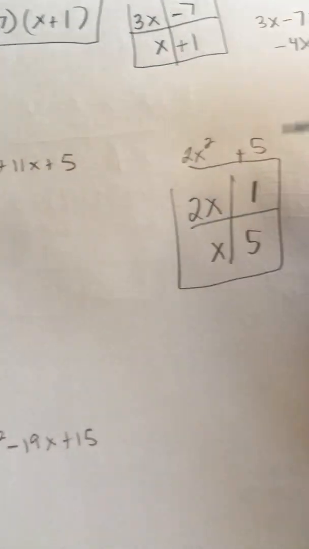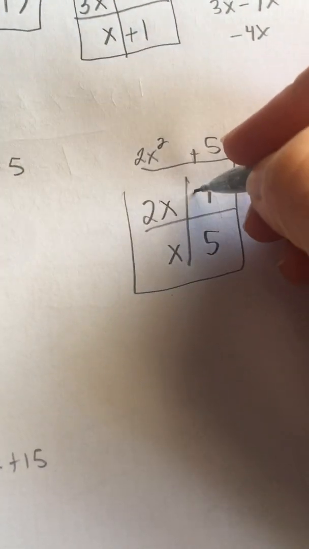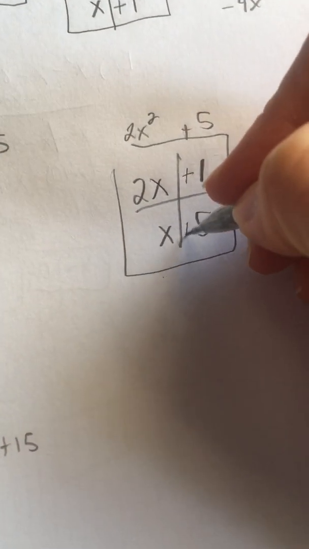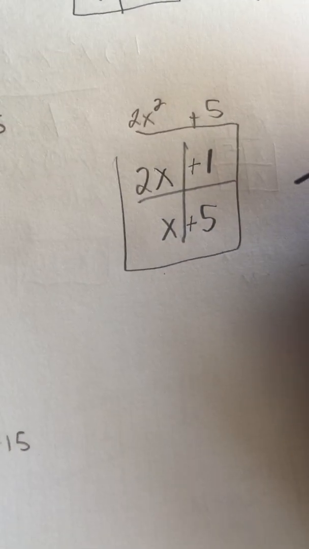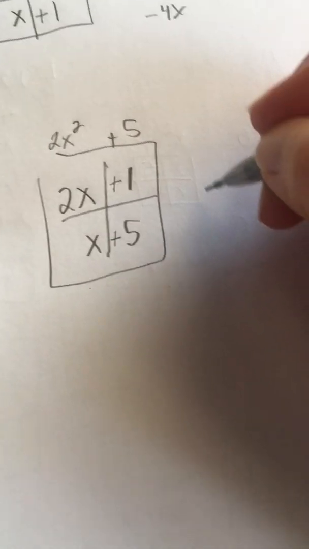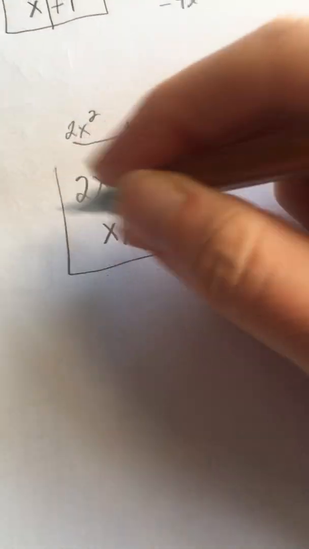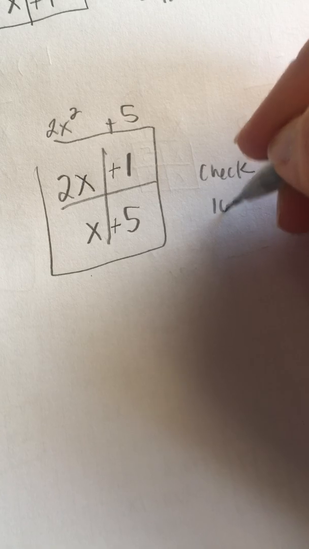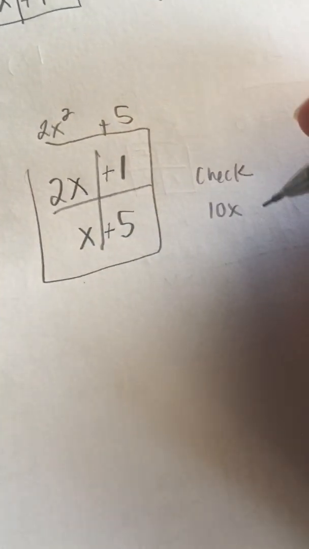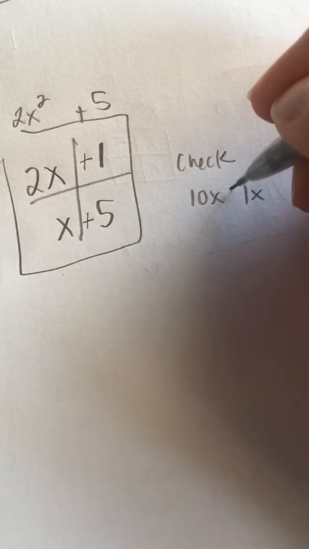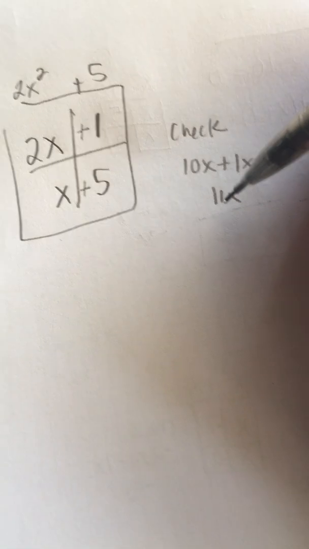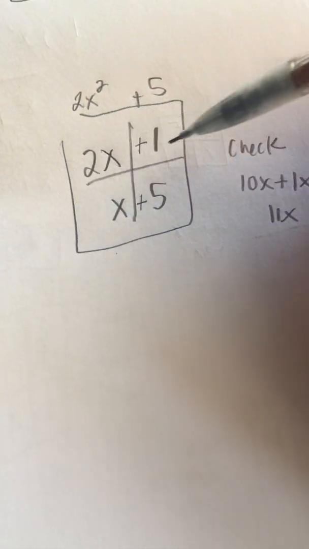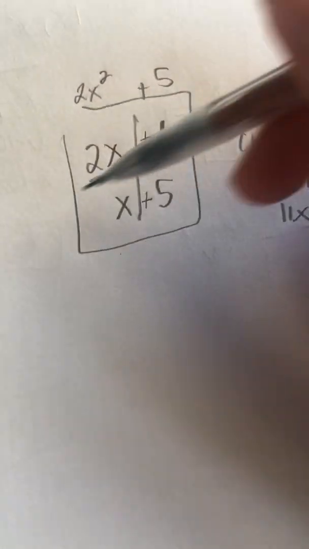My middle term is positive, so I do want these to be positive as well. They need to multiply to give me positive 5. I can either use positive 1 and positive 5 or negative 1 and negative 5. Checking my diagonal, so the check piece, we multiply. We said that was going to give us 10x. We multiply, that's going to give us 1x, and we add these together. 10 plus 1, 11x. Does that match the middle term? Yes, it does.